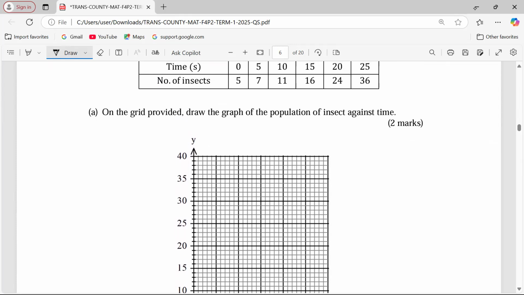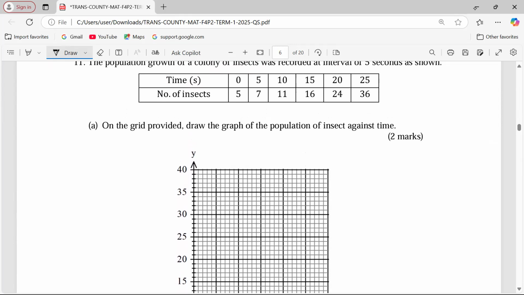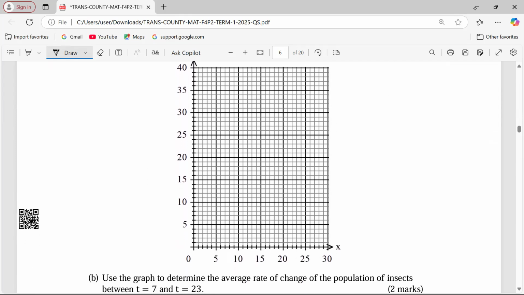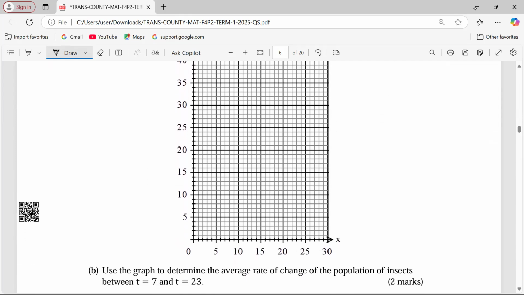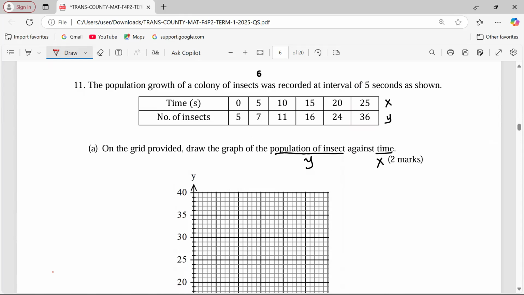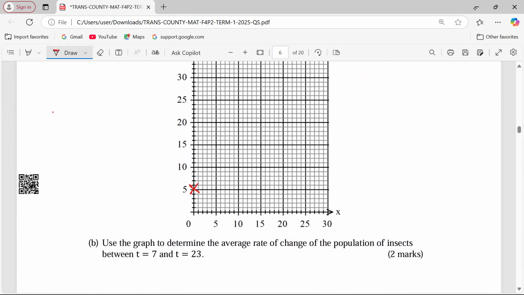So now, when you hear graph of population of insects, these ones are on Y against time. Time is on X. So we have coordinate 0, 5. That is the first coordinate. Let me use a different color for the coordinates. The second coordinate is 5, 7. 7 is slightly above 5. So 5, 7 is there.